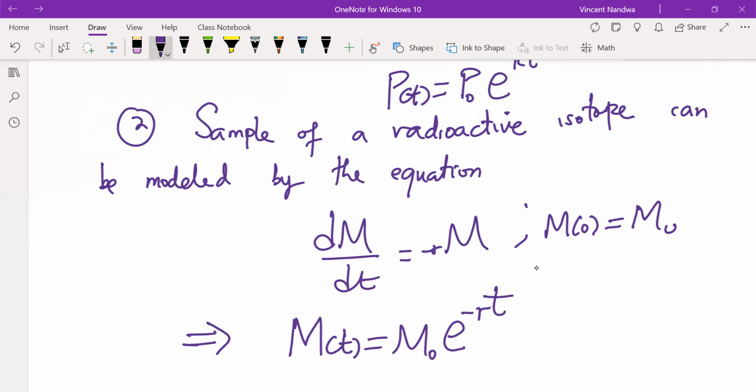So the next session we will be doing examples to illustrate how we solve equations on growth and decay.